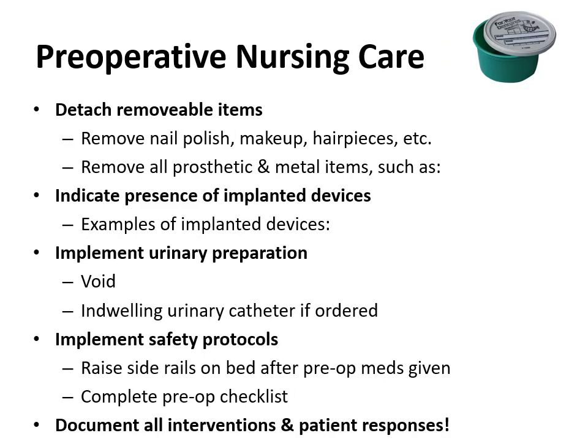All right, so preoperatively, you want to make sure that you detach anything that's removable from the patient. You want to remove nail polish so that you are able to get a good pulse ox on the patient. Remove makeup so that you're able to see their true skin color on their face so you can recognize any changes. Hair pieces, you just don't want them falling off, but really the main thing is that there may be hidden metal in the hair pieces. You want to remove any kind of prosthetics and metal items. Prosthetics would be stuff like hearing aids.